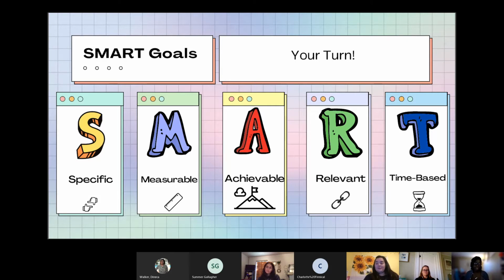Okay, so with that being said, have you guys had any goals that you set for yourself this semester or in general about the semester, or something that you've been working on?